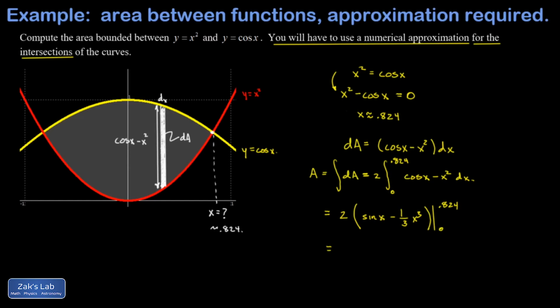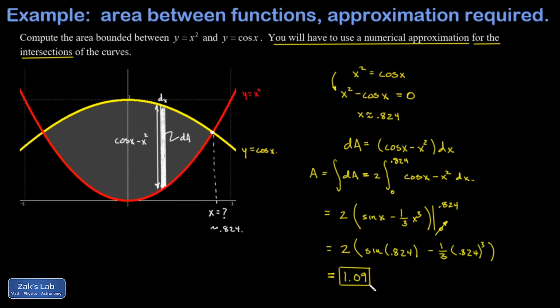And when I plug in the lower limit, I get the sine of 0 and I get 0 cubed. So none of that is contributing anything. So that's gone. And all I have to do is evaluate 2 times the sine of 0.824 minus 1/3 of 0.824 cubed. Make sure your calculator is set in radians. And I get 1.09 approximately for the area.